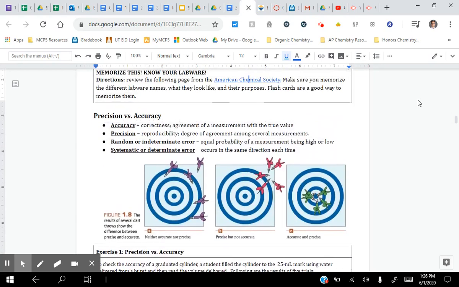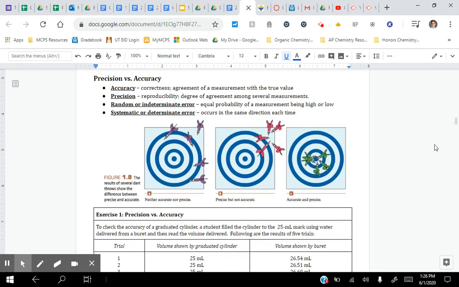All right, precision versus accuracy. Since we're on the topic of measurement, we need to know how to measure accurately, also precisely. Accuracy refers to the correctness. It is agreement of a measurement with the true value. Precision is reproducibility, a degree of agreement among several measurements.